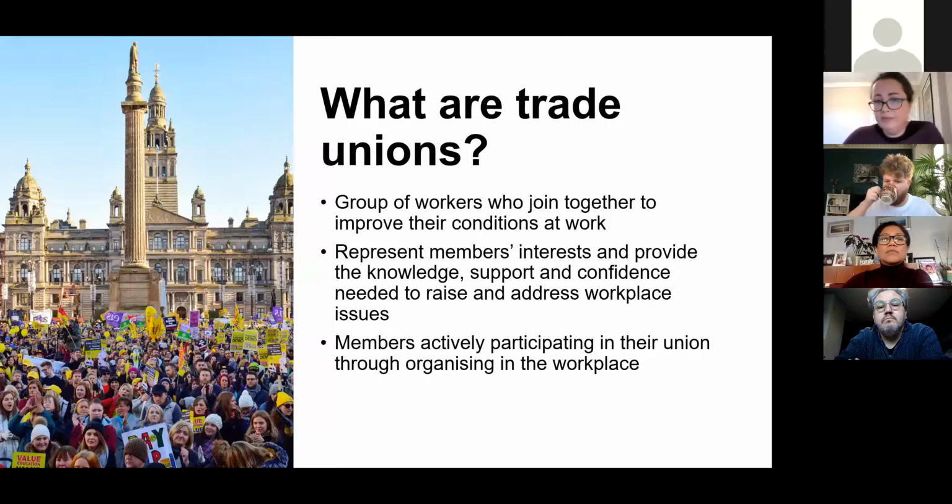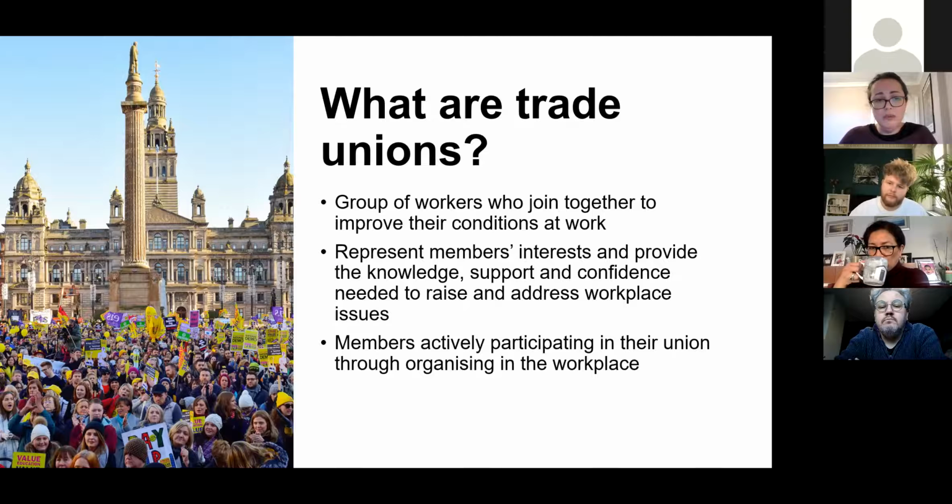So what is a trade union? At its heart, it's a group of workers that get together to work out how to improve their conditions at work. Trade unions are there to represent the interests of members. They develop their policy, their campaigns, their actions from what members are raising with them. And it's our role to support members, to give them the skills and training and knowledge and confidence that you need to raise issues in the workplace and also start to do something about them.